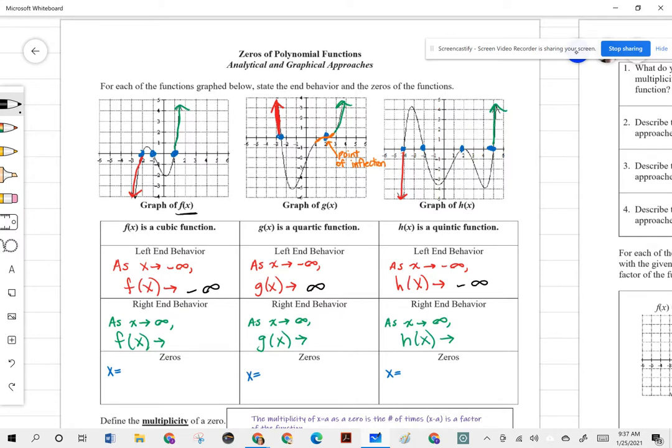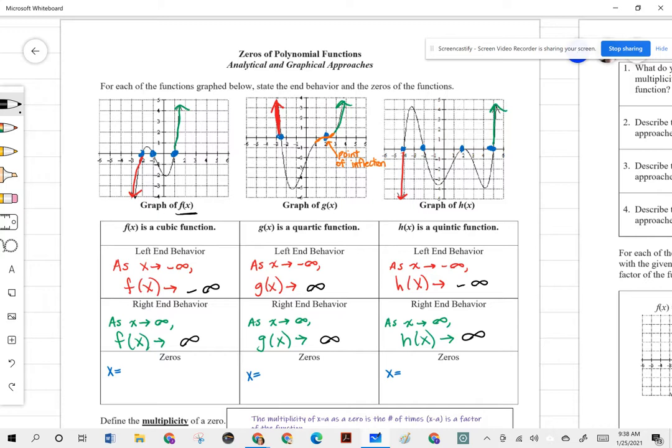All right, now let's take a look at the green. As x approaches infinity, f of x approaches positive infinity. You can see that it's rising right. On g of x, we can also see on the green that it is rising to the right, which is indicated by infinity. And then also on h of x, that is also rising to the right. So it is going towards infinity.